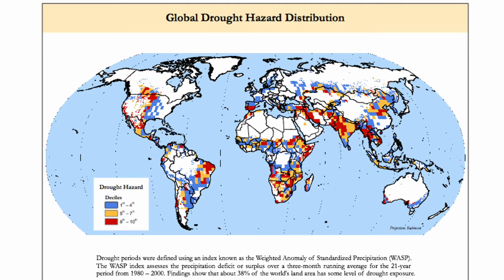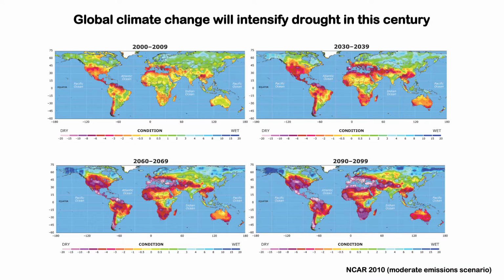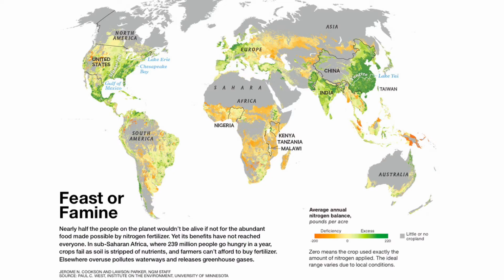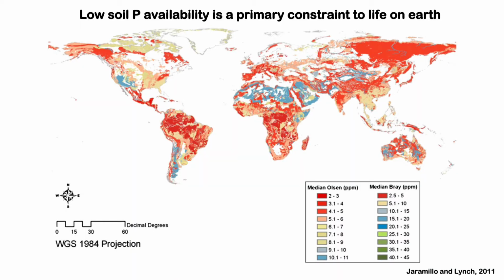Our goal is to develop tools to address three primary challenges facing global agriculture. The most important of these is drought, which is projected to worsen this century as a result of global climate change. The second is nitrogen. Intensive nitrogen fertilization in rich nations causes massive environmental pollution and is unsustainable, while in developing nations low nitrogen availability limits crop yields. And the third is low soil phosphorus availability, which is a primary constraint to life on Earth.